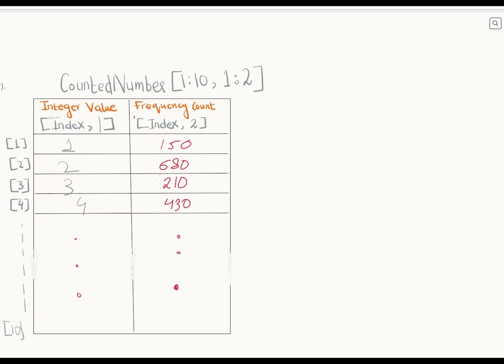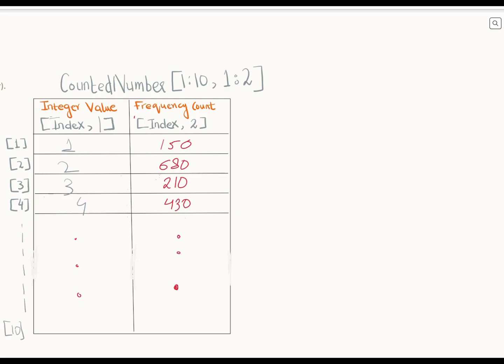So here's our array, counted number, with 10 rows and 2 columns, the second one being the frequency count. And we have to sort this array based on descending order of the frequency count. Like the highest frequency count should come at the top and lowest at the bottom. Okay, and we have to swap the whole row, not just the frequency counts. We have to swap the corresponding integer values as well.